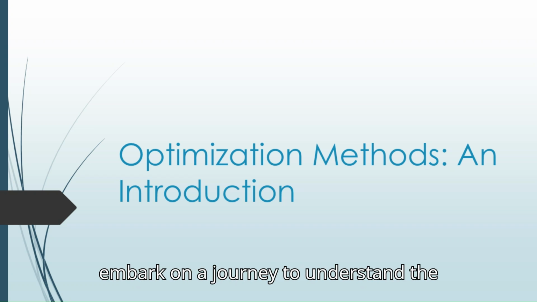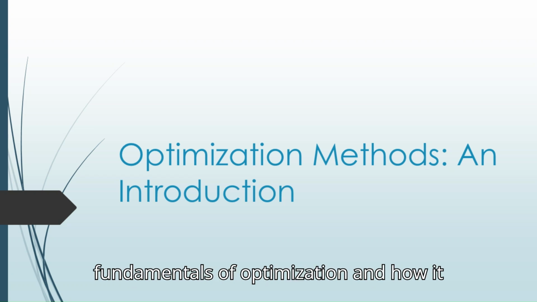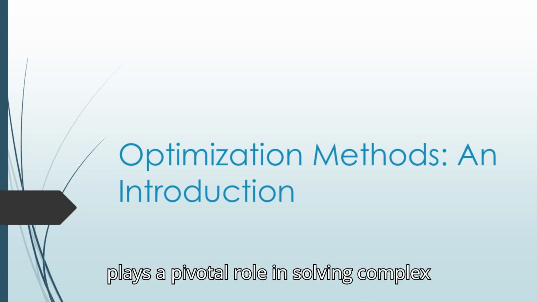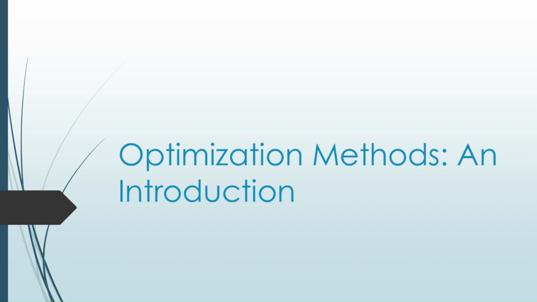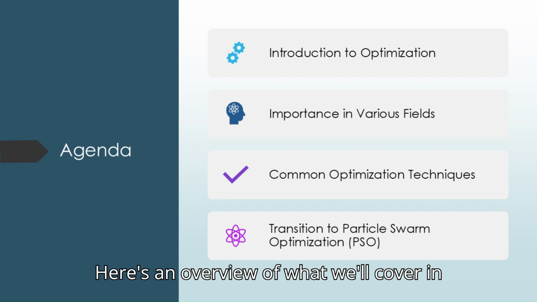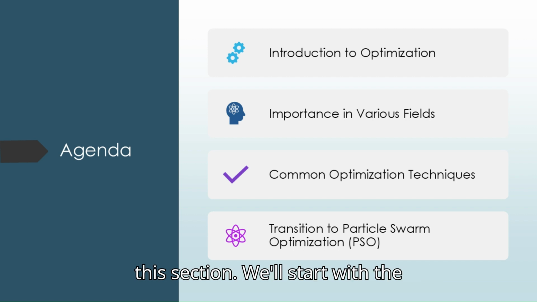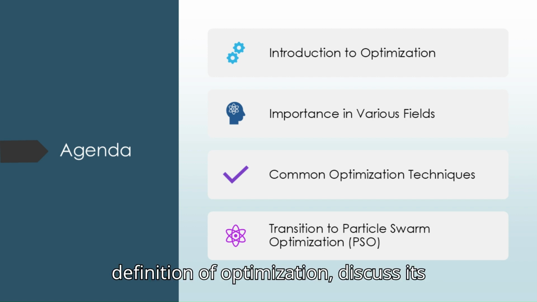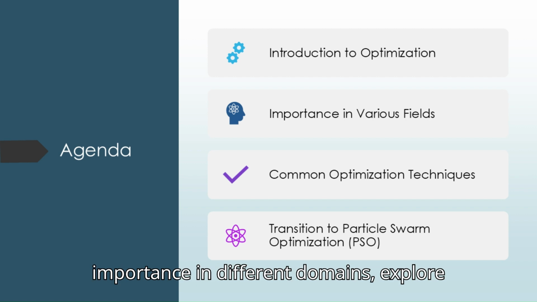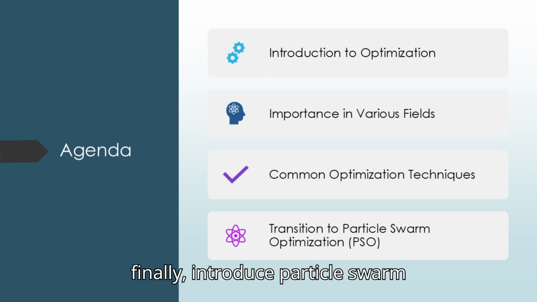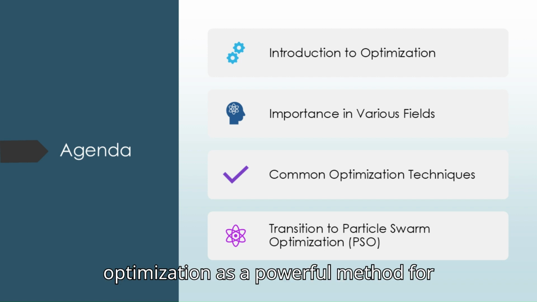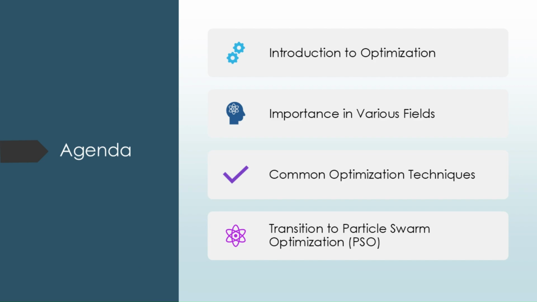Today, we'll embark on a journey to understand the fundamentals of optimization and how it plays a pivotal role in solving complex problems across various fields. Here's an overview of what we'll cover in this section. We'll start with the definition of optimization, discuss its importance in different domains, explore some common optimization techniques, and finally, introduce particle swarm optimization as a powerful method for solving complex problems.